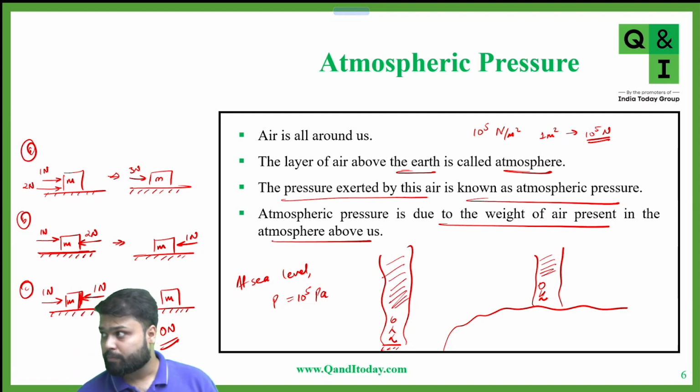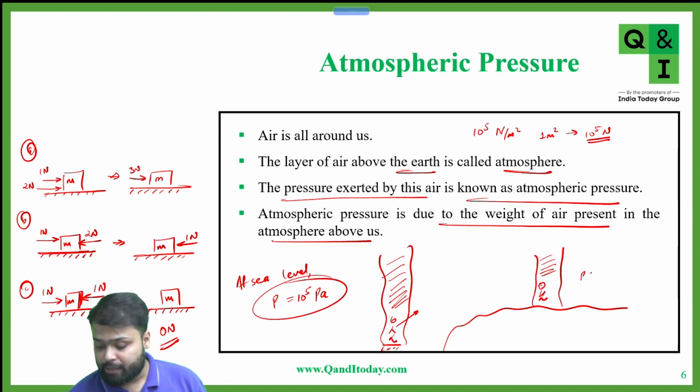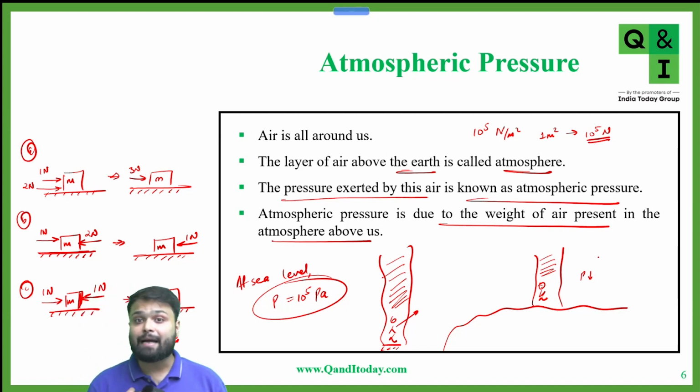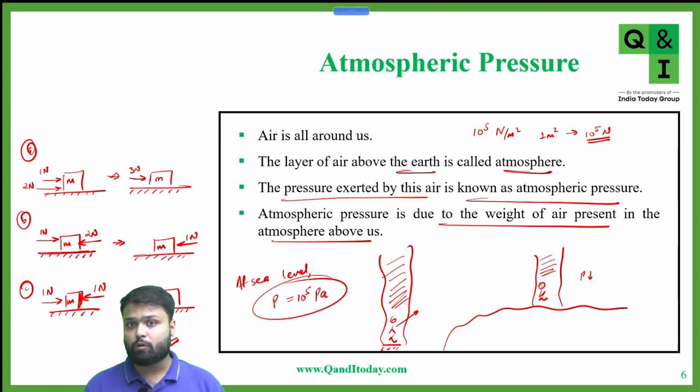Yes or no? Yes. So at sea level, pressure is 10 to the power 5 Pascal. But for the person standing on the mountain, pressure is lower than 10 to the power 5 Pascal. But inside our body, we are balanced with the atmospheric pressure. Yes or no? That's why on the mountains sometimes the nose bursts, and blood comes out from the nose. Why?